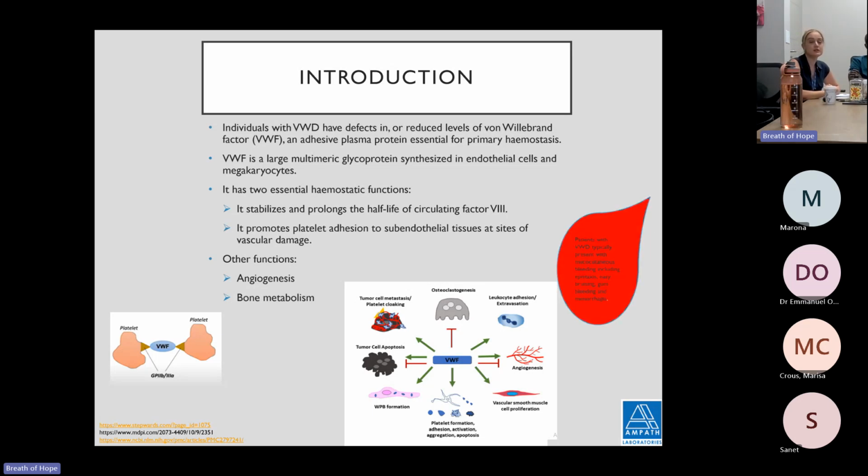So because von Willebrand plays a role in prolonging your factor VIII level, that's usually important in secondary hemostasis, as well as in your primary hemostasis, forming a platelet plug. So these patients can present with mucocutaneous bleeding, epistaxis, bruising, or gum bleeding, and most commonly, women will present with menorrhagia.